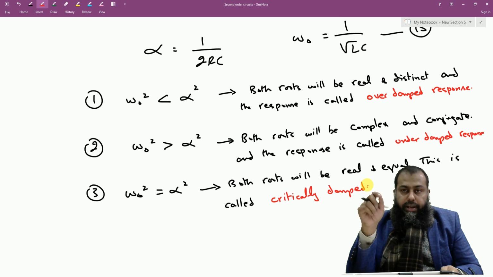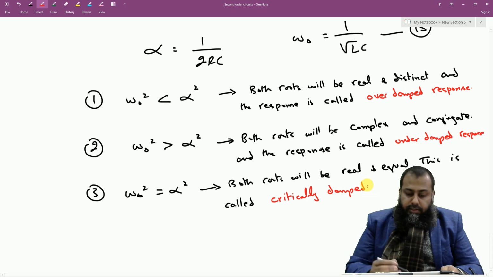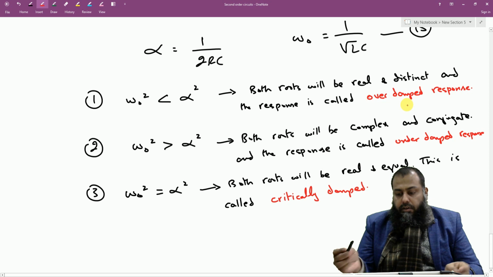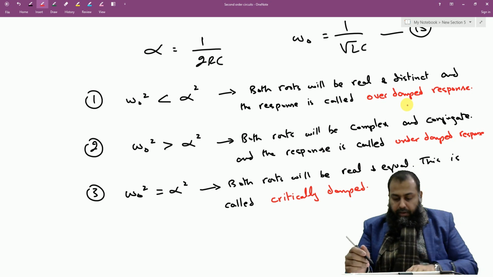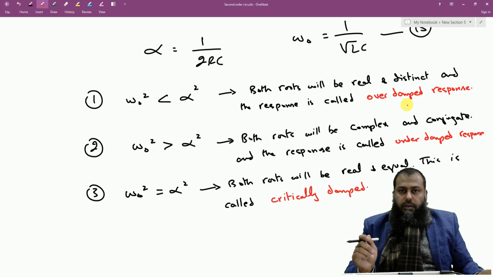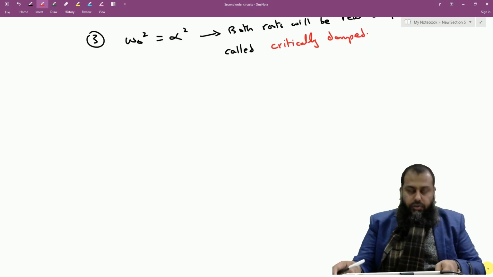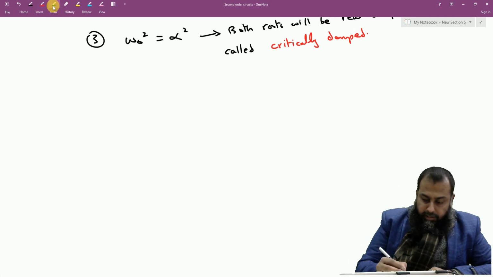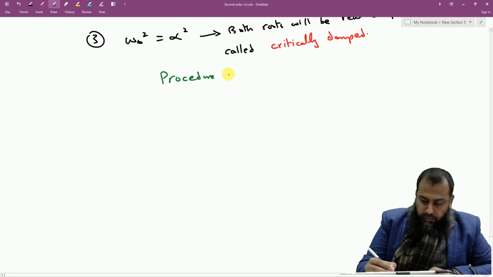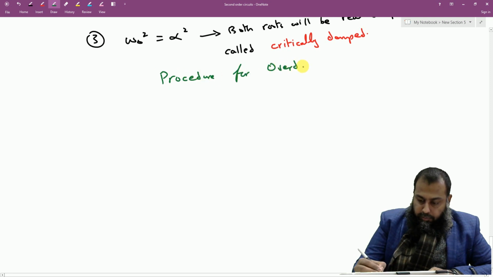So we shall see that based on the values of R, L, and C, the circuit voltage at the output terminals, in case of a parallel connected or a series connected circuit, in any second order circuit, we can have three responses. The first one is the overdamped response. We may have an underdamped response, or we may have a critically damped response. So let us find out these three responses, and let us see where we will end up with the solution of this second order differential equation. Let us first see the procedure for finding the overdamped response.